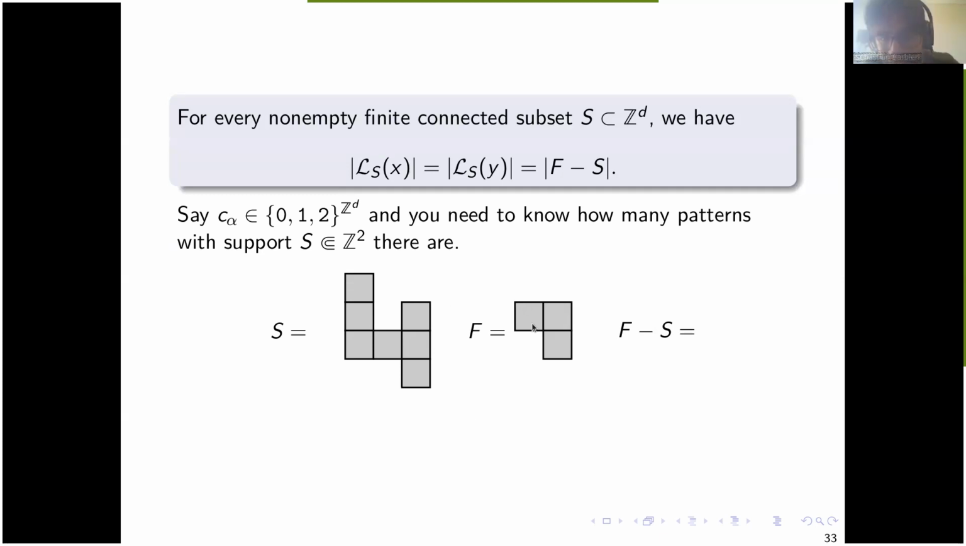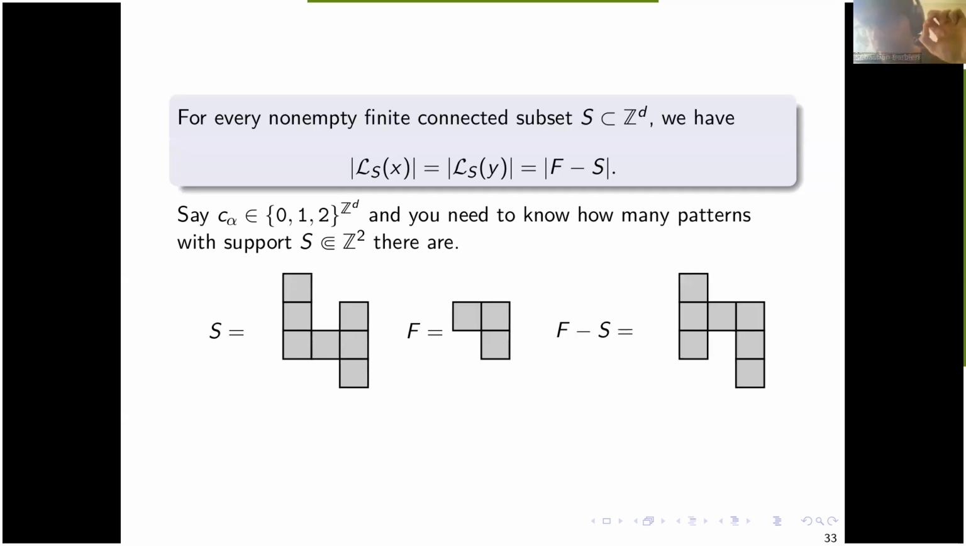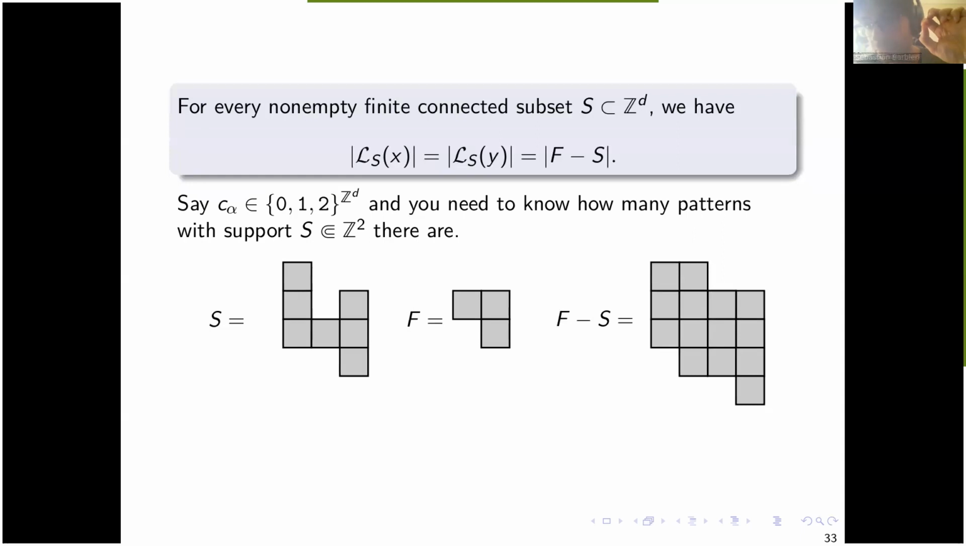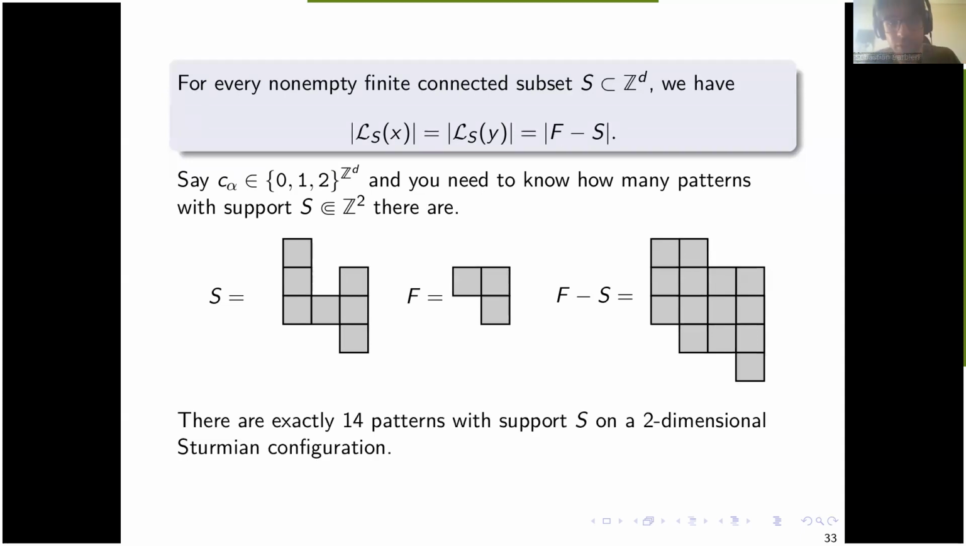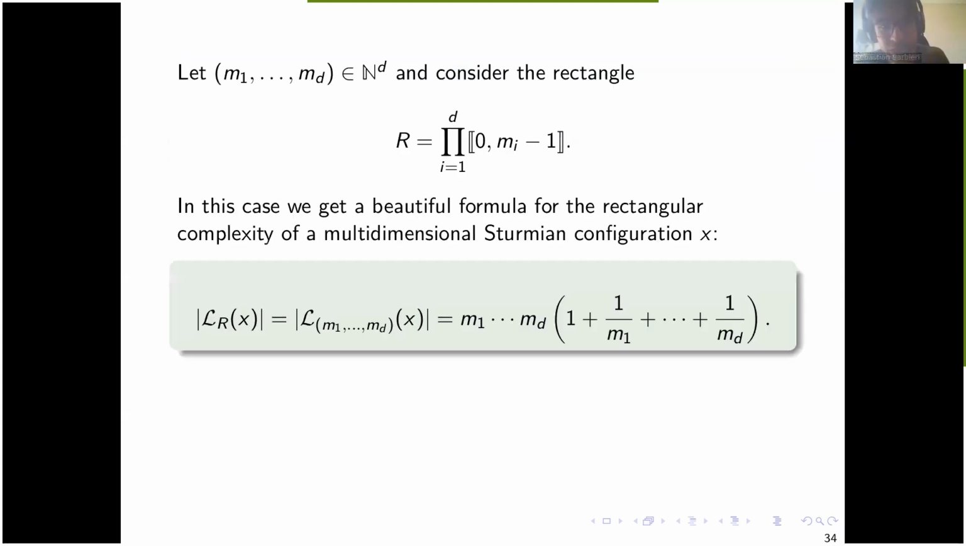So for D equals 2, the difference set looks like this, the origin and minus the canonical vectors. So I just need to compute what is F minus S. So if I take F and I subtract the vectors in S, I get that, and that. Okay, I just inverted S and I overlapped it with F. So that's F minus S. So what's the answer? Well, I just count the number of squares. If I'm not wrong, that gives me 14. So yeah, 14. So there are exactly 14 patterns with support S on any two-dimensional Sturmian configuration. It's a handy formula and it's pretty.